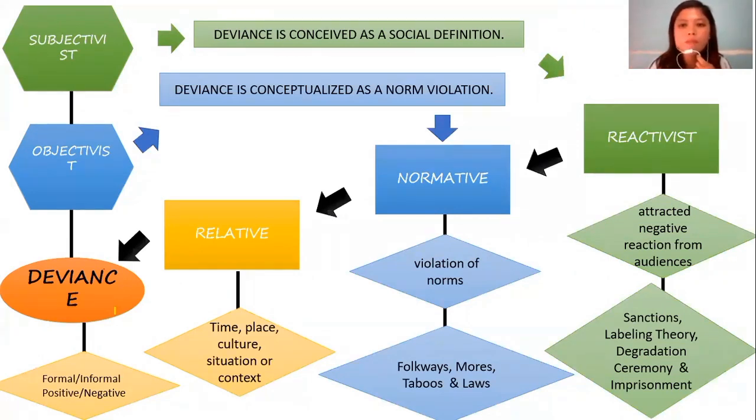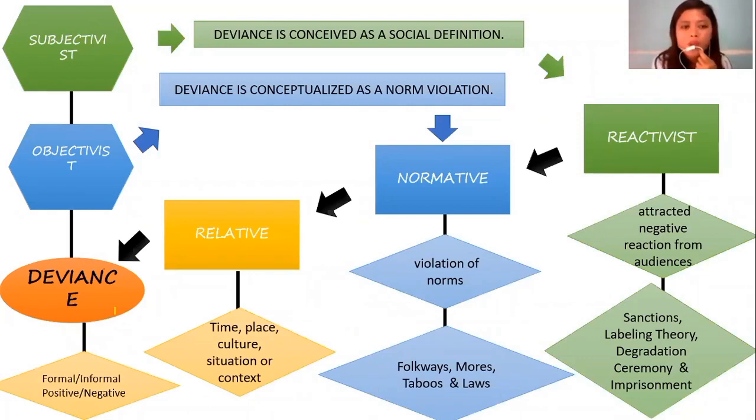So in this example, we are looking at the time as an element or factor which greatly affects in defining what deviance is. So it also implicates that deviance changes over time. So meaning, what is considered deviant behavior as of today might not be considered deviant in the future. So next, we have deviance as normative.